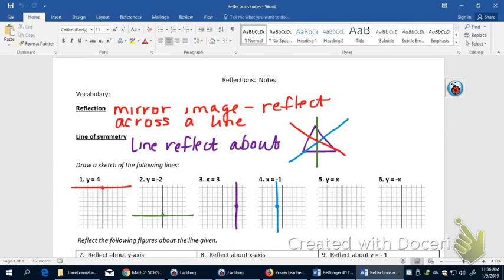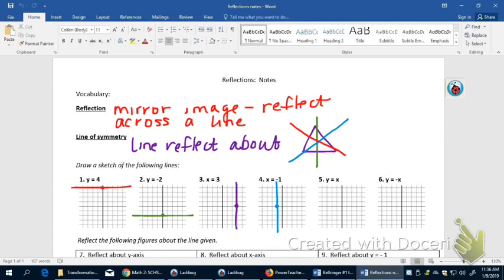And the reason it's important to know what those are is because some of our problems are going to say reflect it across x equals 2. Reflect it across y equals -1. And if we can't figure out what those lines are, it's going to be harder to figure out how to reflect it. Okay? Alright, y equals x and y equals -x are a little different.